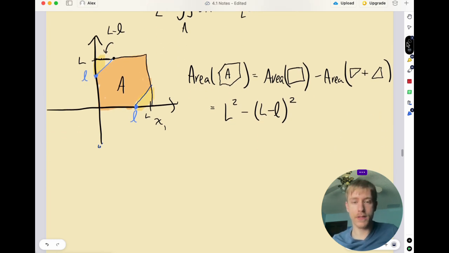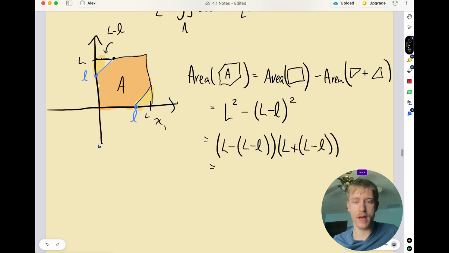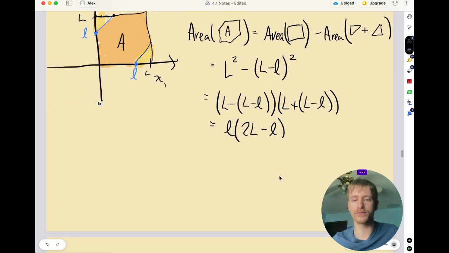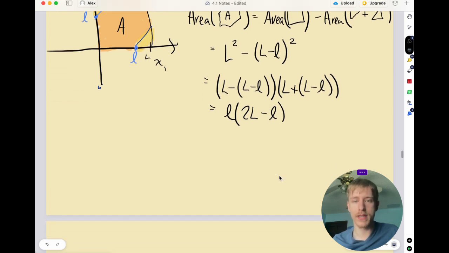So now I have a difference of two squares, which can be written as the first thing minus the second thing times the first thing plus the second thing. This is going to get me a positive L, and this is going to get me 2L minus lowercase l, which gets me 2LL minus L squared. Okay, so now we're almost done.